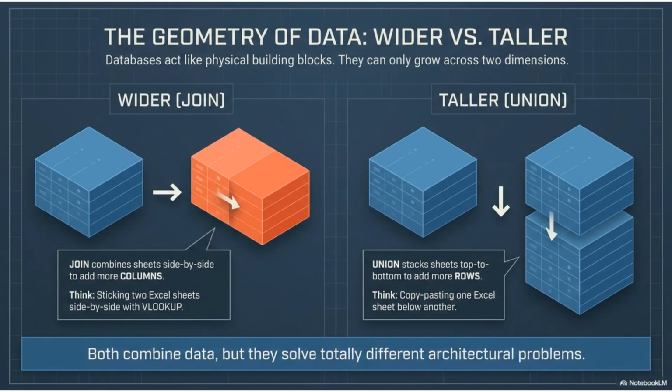In database design, data acts like building blocks. Join combines tables side by side to add columns, similar to using a lookup function. Union, however, stacks tables top to bottom to add more rows, like copying one list below another. They serve very different architectural needs.